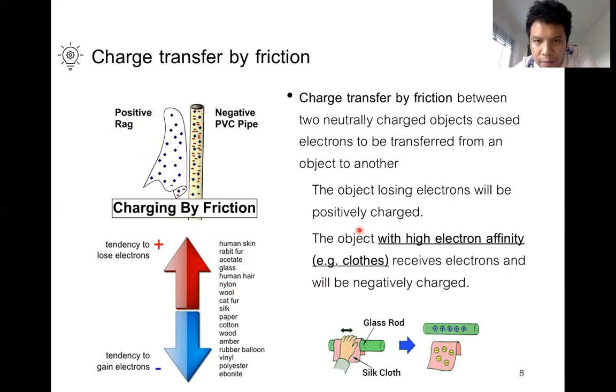Okay, and we say that the object that loses electrons will be positively charged, and the object with high electron affinity, such as cloth, will receive electrons and will be negatively charged. So we have the chart here, the diagram here, to say which one will have the high electron affinity. The ones on the downside, such as ebonite, polyester, vinyl, rubber, amber, wood. These are the objects with high electron affinity, so they have a high tendency to gain electrons.